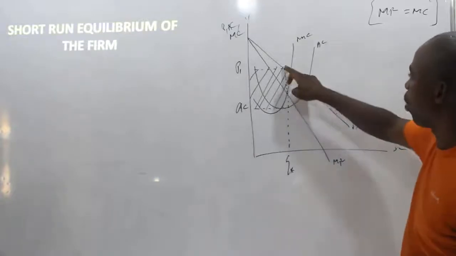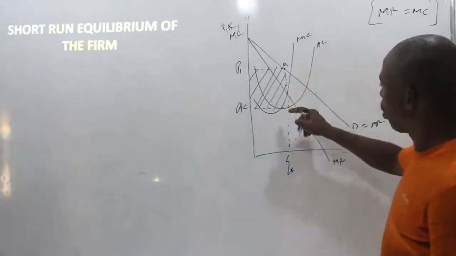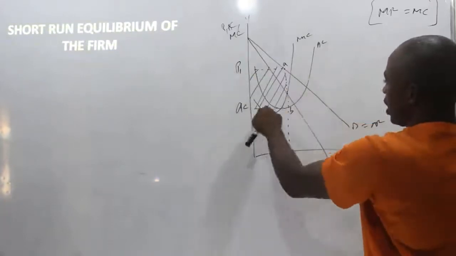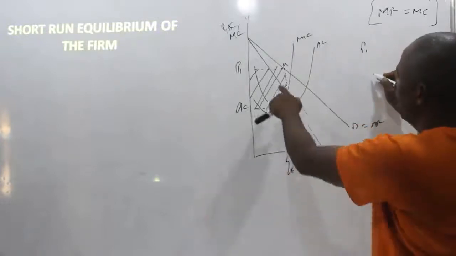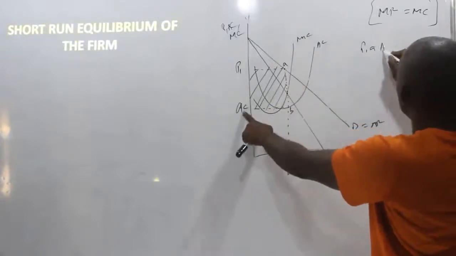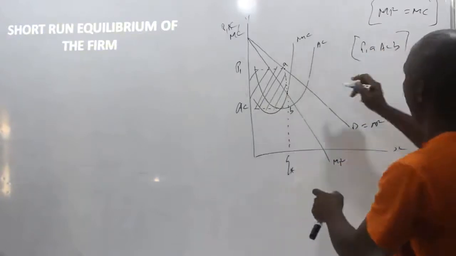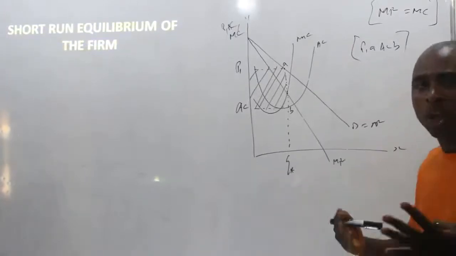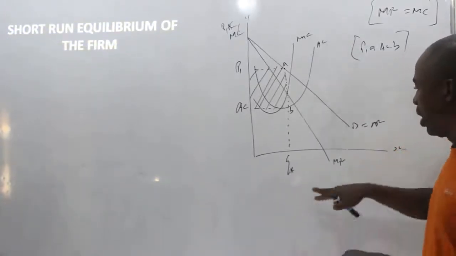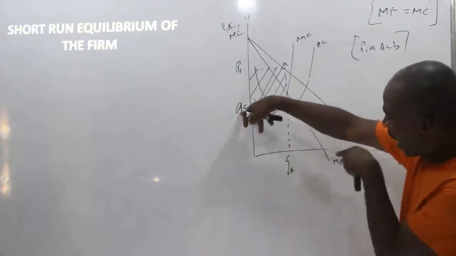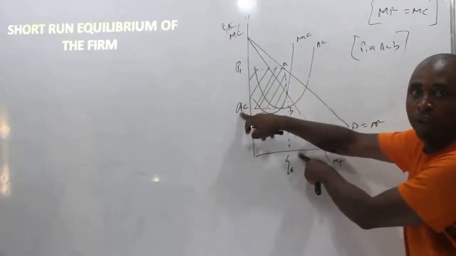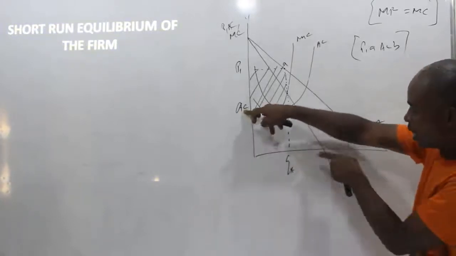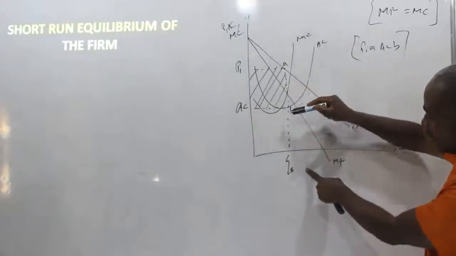So if I try to label this point, let's say point A, this point B. So what is our profit now? It's going to be P1, A, AC, B. So this is our abnormal or supernormal profit. Now, what is the cost of production? This is the average cost, and this is the quantity produced. So if it costs the firm, on the average, this, and the firm produces this quantity, it means this box here is the cost of production.